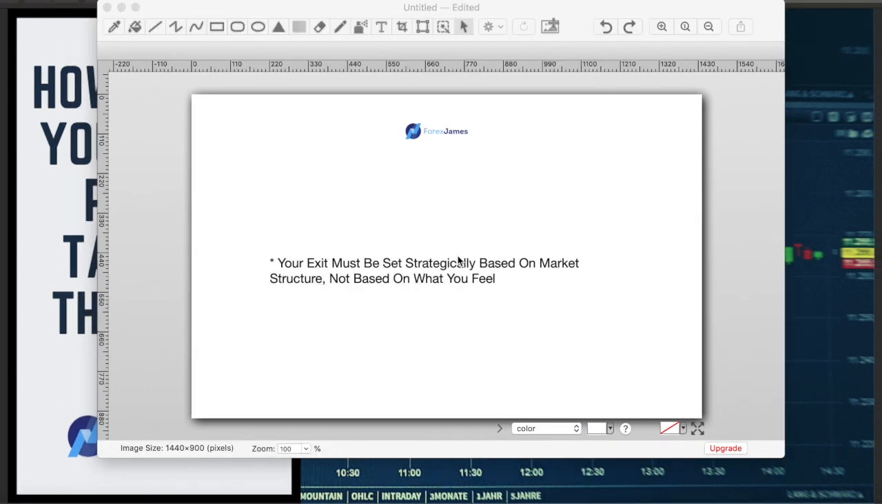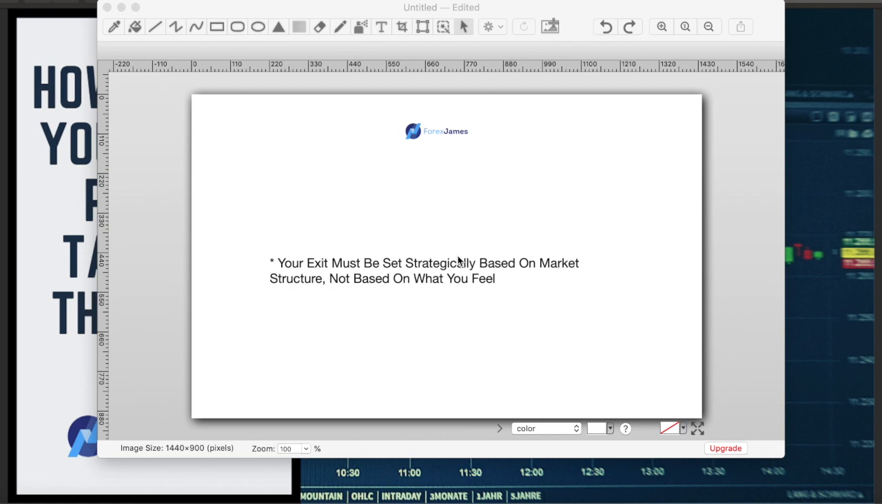And so in this video, guys, I wanted to share with you some tips on how you could make better exit targets. First of all, the most important tip is that your exit must be set accordingly and strategically based on the market structure, not based on what you feel or what you want the market to do. It's actually common sense, but a lot of traders are not doing it the right way.